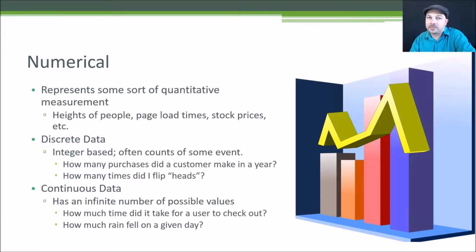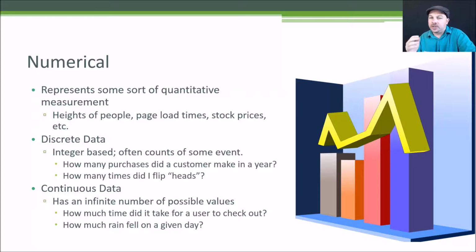Let's start with numerical. It's probably the most common data type. Basically, it represents some quantifiable thing that you can measure. Some examples I have here: heights of people, page load time, stock prices, things that vary, things that you can measure, things that have a big range of possibilities. Now, there's basically two kinds of numerical data, so a flavor, if you will.